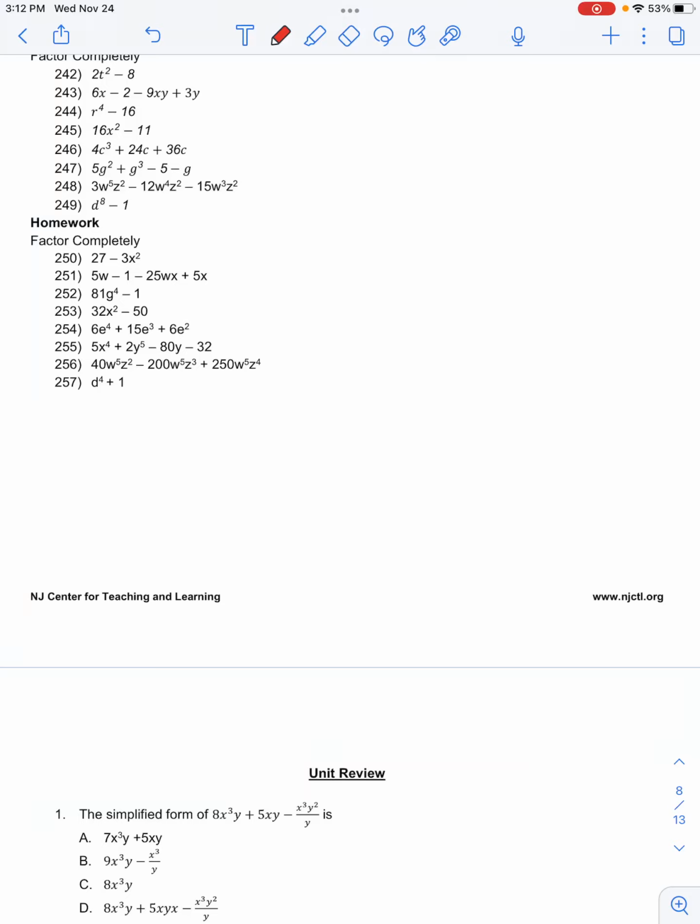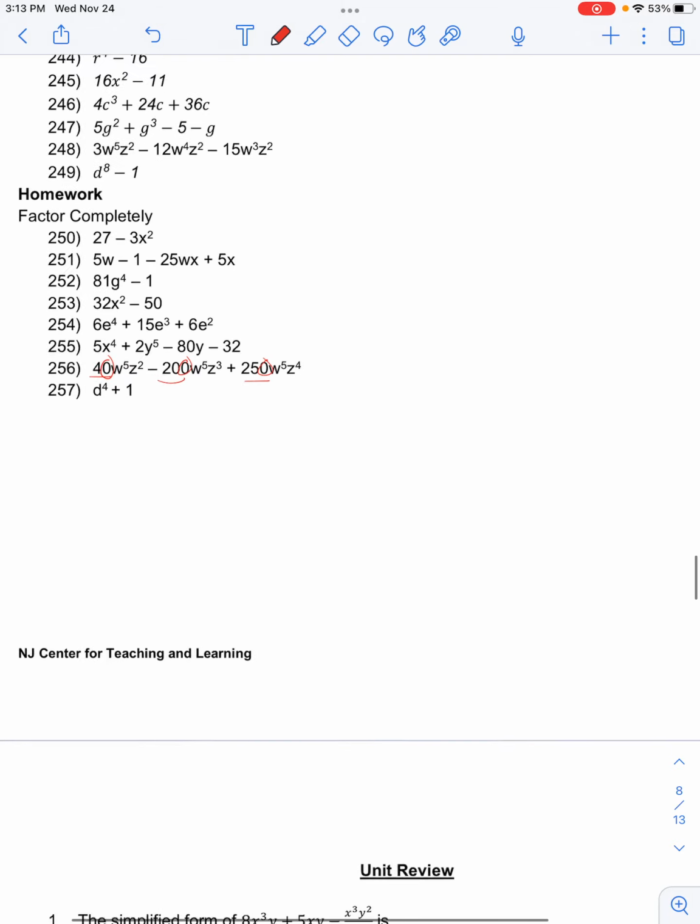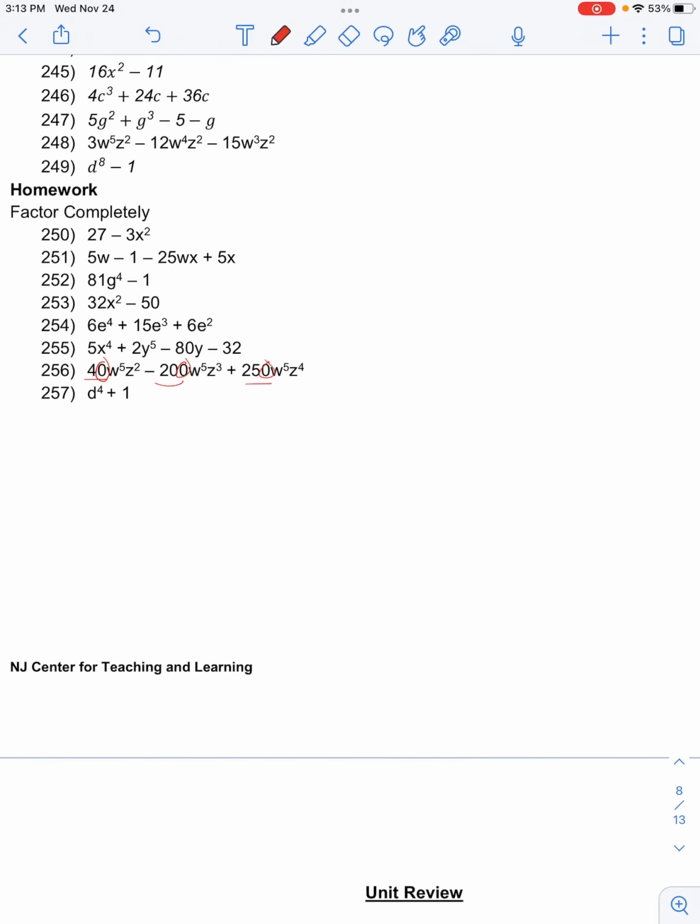Okay, number 256 in your homework for polynomials asks you to factor the expression completely. So here we have a fun one. These are pretty large numbers, and I notice how they're all multiplied. We have this 0 in each of them, so that means they're all multiplied by 10. So we can take out a 10, and we can also take out some of these variables here.